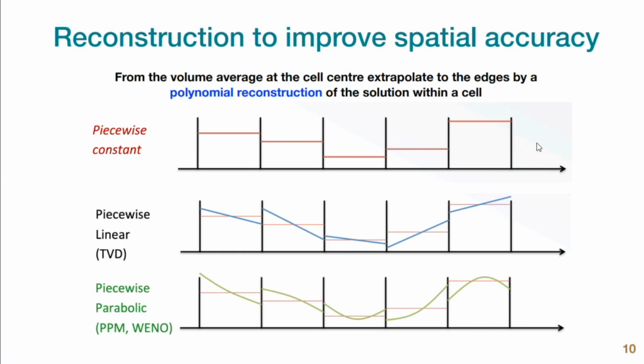The one that we use as a standard for our production runs is called the PPM scheme. PPM is nothing but a fancy name for using piecewise parabolic polynomials. It looks something like this.